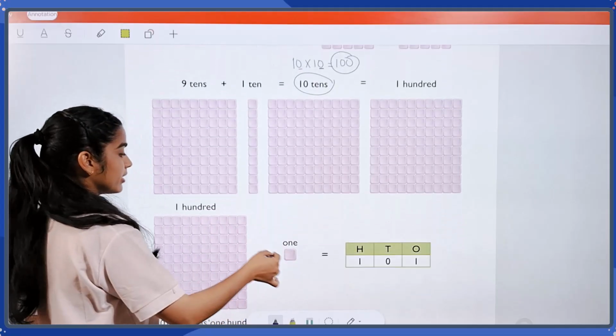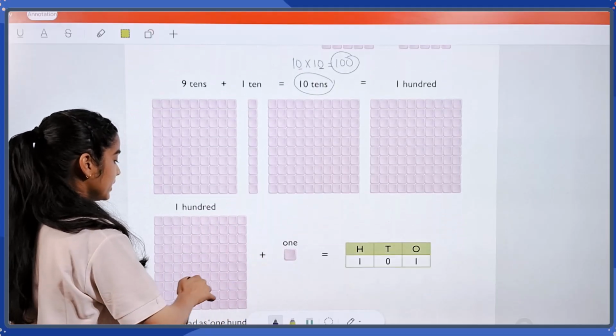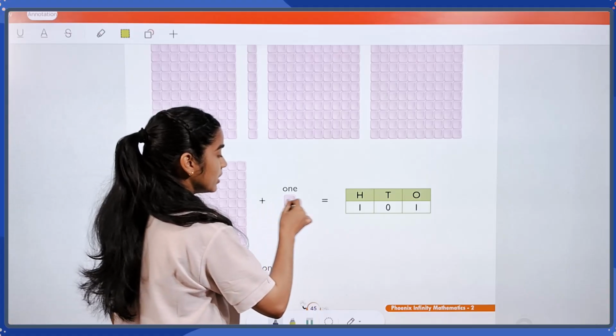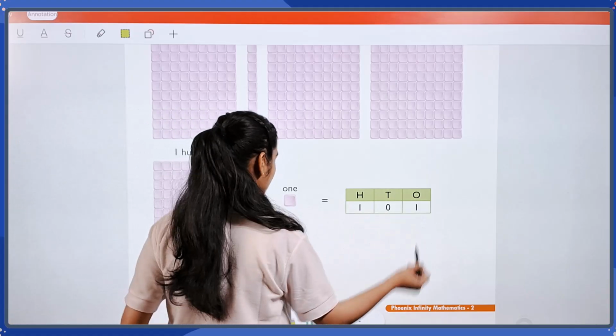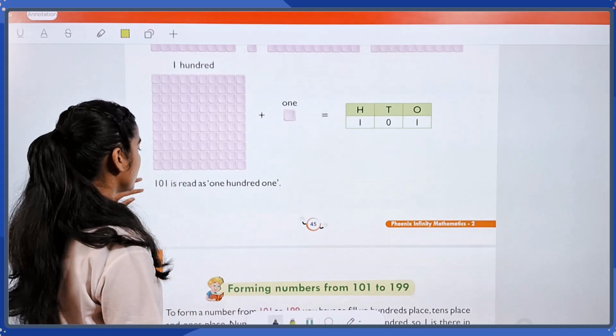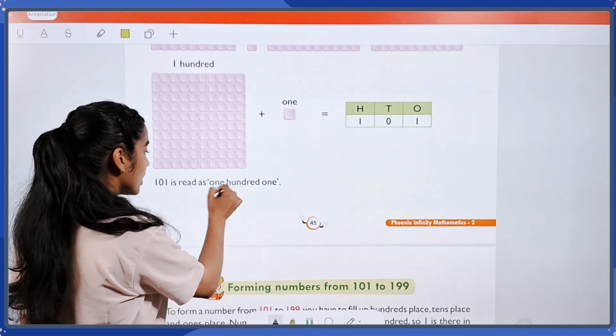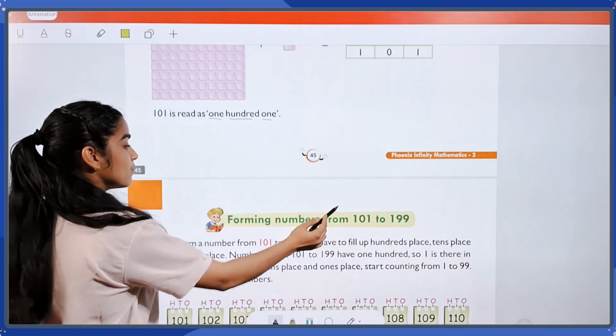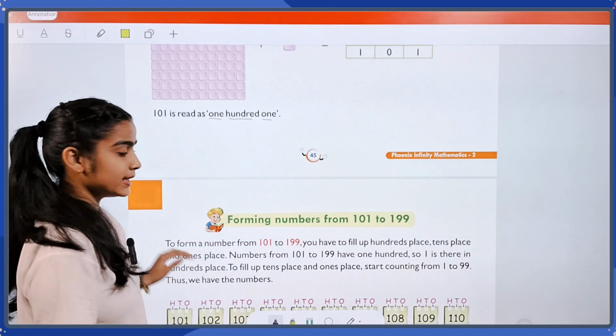Now 101. This is a complete group of 100 cubes, and now we have 1 more. So it means 101. 101 is read as one hundred one.